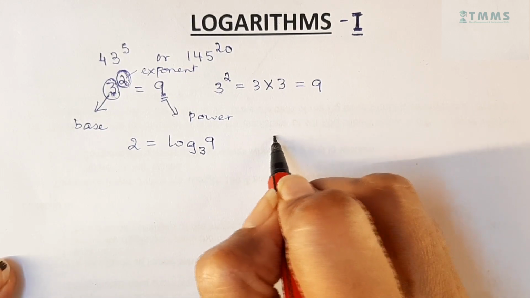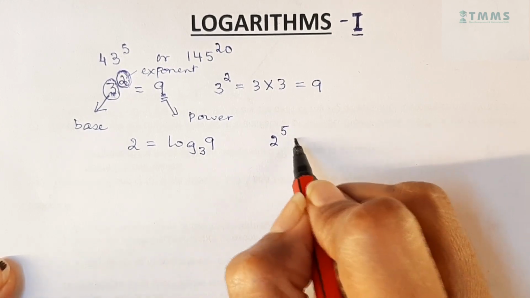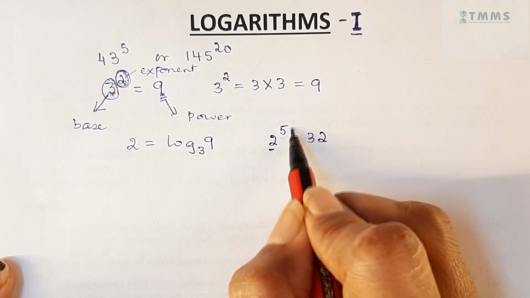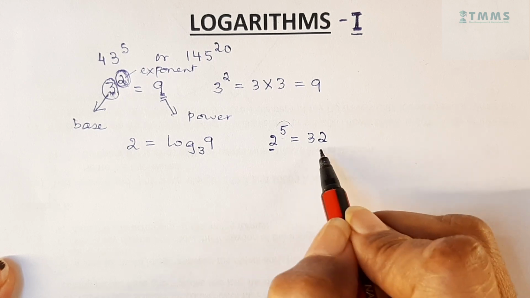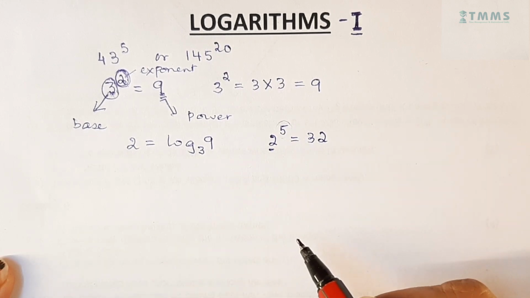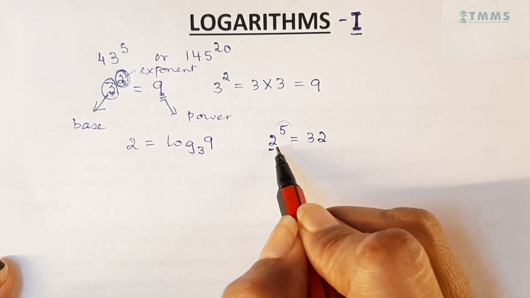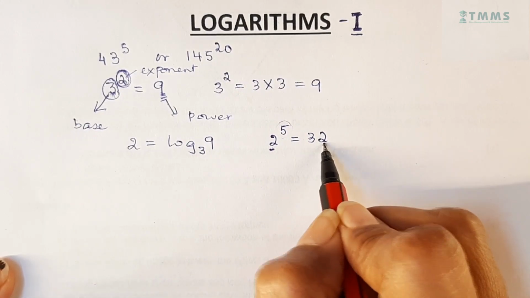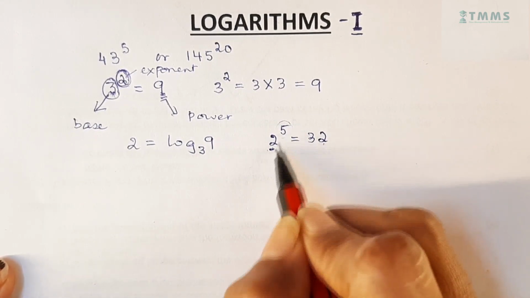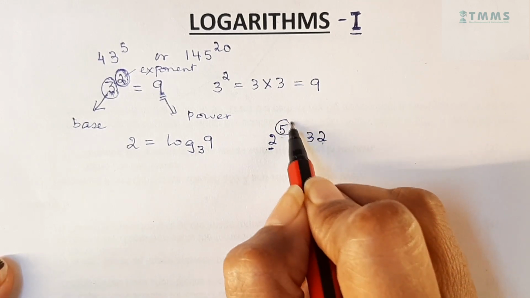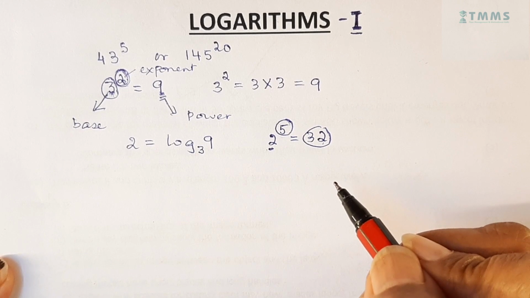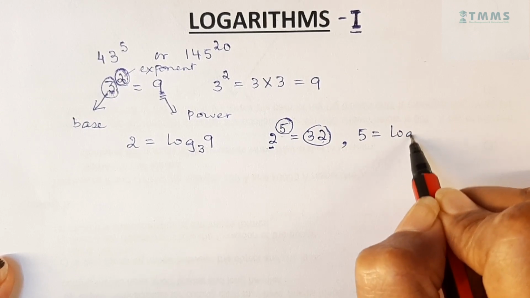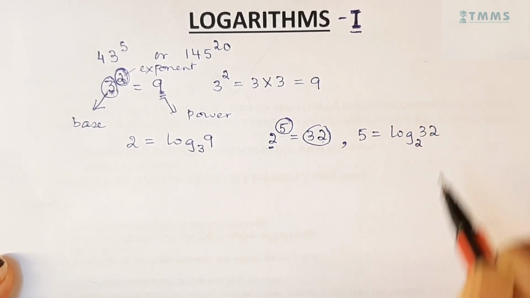So let's take an example. 2 to the power 5 is equal to 32. 2 is the base, 5 is the index or exponent, and 32 is the fifth power of 2. And so we have 2 is the base, and what is 5 of 2? 5 is the index for 2. What is 32 for 2? 32 is the fifth power of 2. But what is 5 of this 32? We have 5 is log of 32 to the base 2.